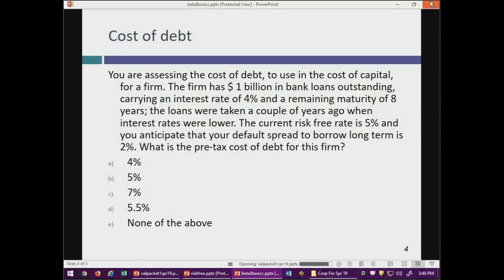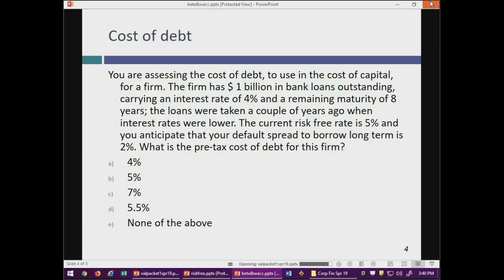And finally, I don't know whether we will get to this, but at some point in time, we'll have to leave equity after we've got the risk-free rate and beta and talk about the cost of debt. So I'm going to set up the problem. Let's assume you're valuing a company which has $1 billion in bank loans outstanding, and those bank loans carry an actual interest rate of 4%.